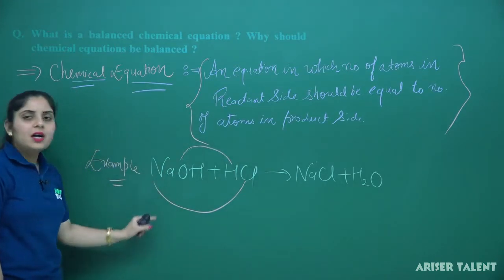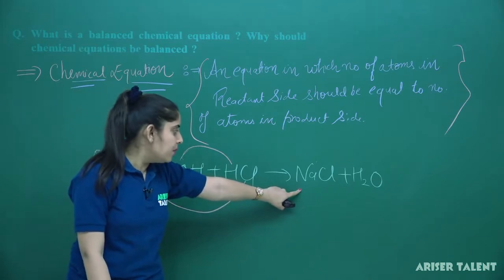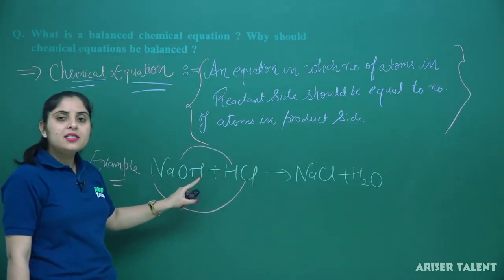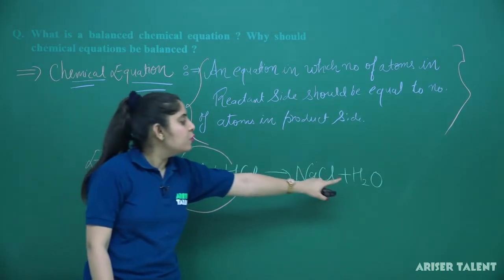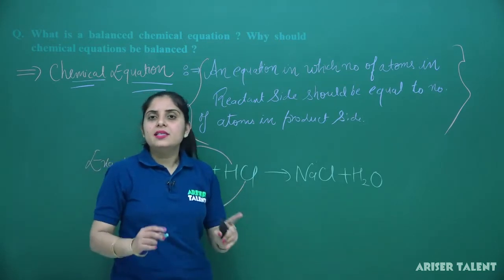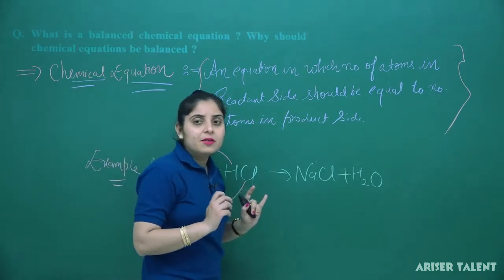So, what we have observed in this equation, look at here, we have sodium 1, oxygen 1, hydrogen here is 1 plus 1, 2, hydrogen here is 1 plus 1, 2, chlorine atom we have is 1, that is equal to 1. So, I must say that this equation is the complete balanced equation.